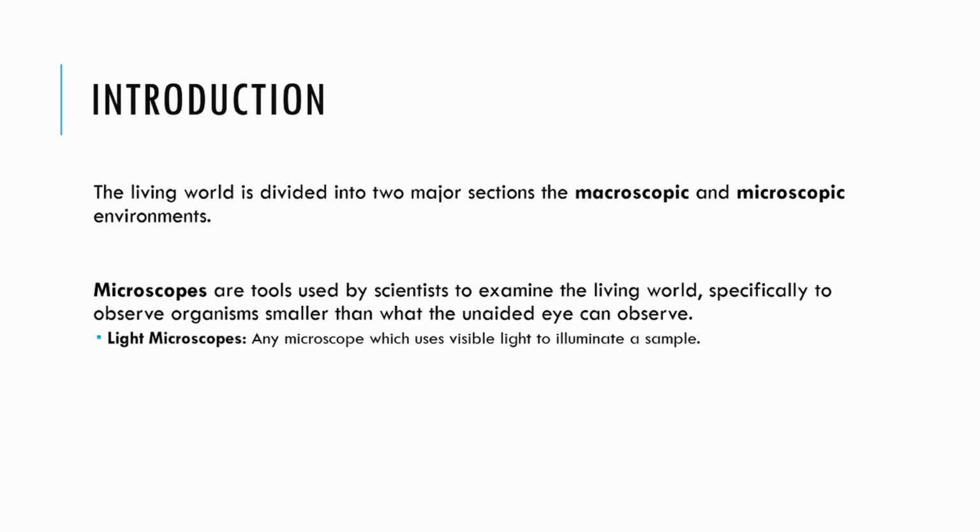When something is microscopic, we need some sort of tool to enhance our ability to see that organism or that piece or cell or whatever it is we're looking at. Microscopes are the main tool that we use to do that. Scientists will use these microscopes to observe organisms that are smaller than what the naked eye can see. Mainly, we'll be looking at the light microscope. A light microscope is any microscope that uses the visible light spectrum to illuminate a sample.